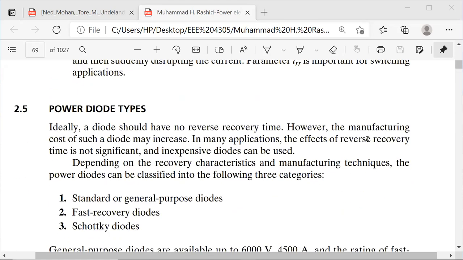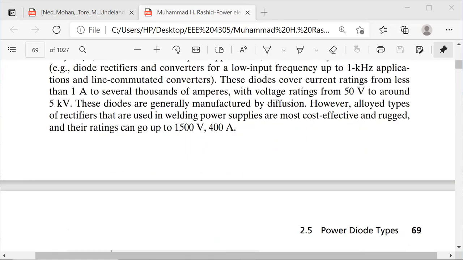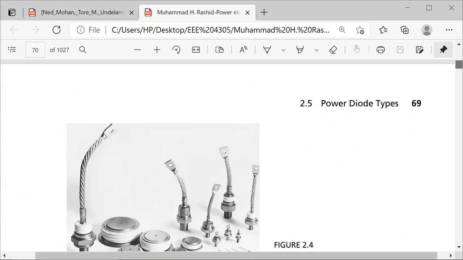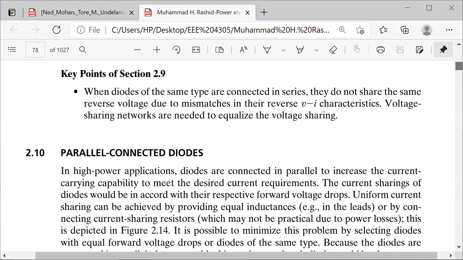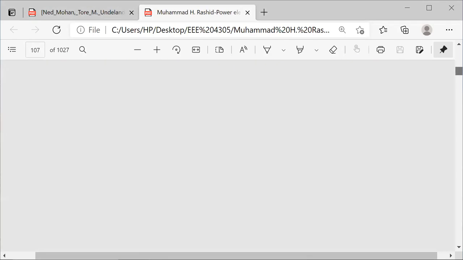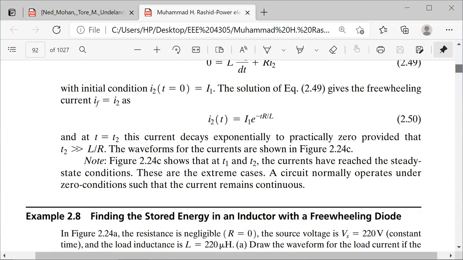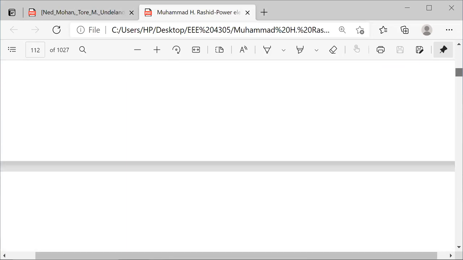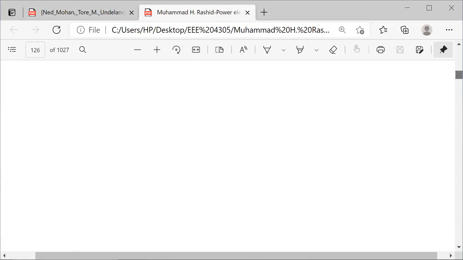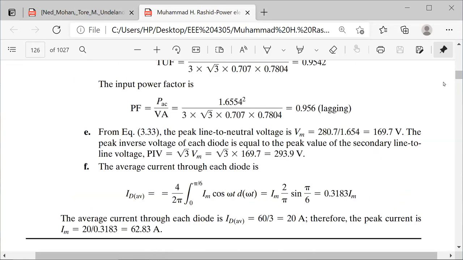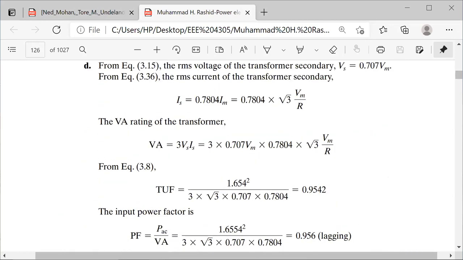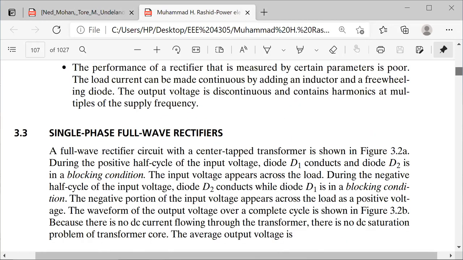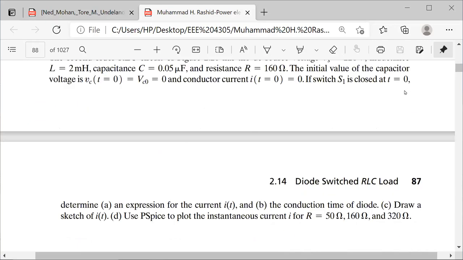After the end of the chapter, there are 3 problems given. Let me go to the chapter. Can you see that? Yes, sir. Hello. Oh, I have already done chapter 3.